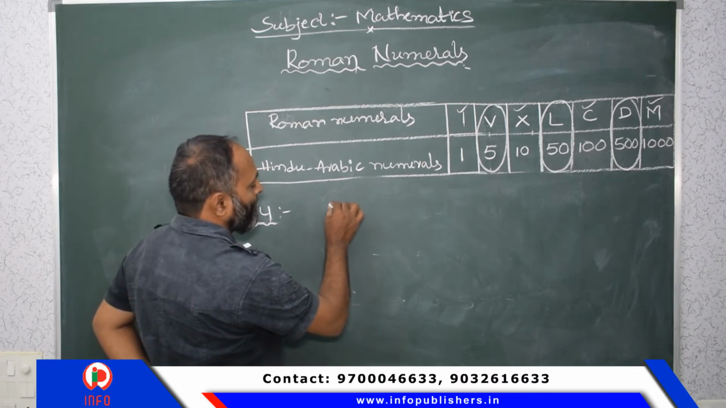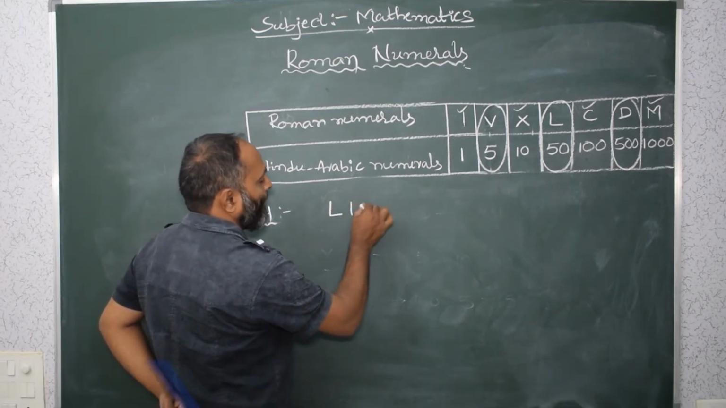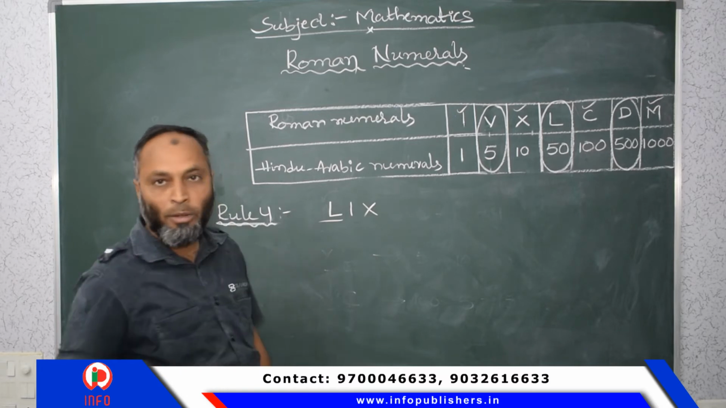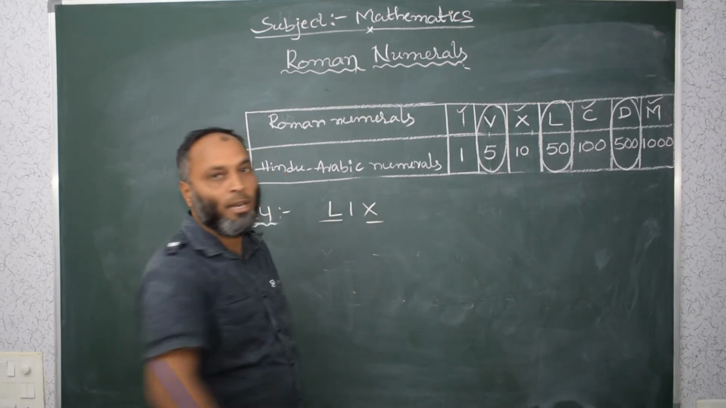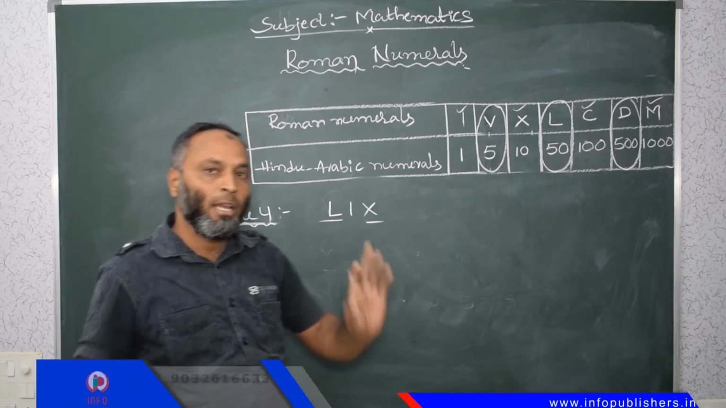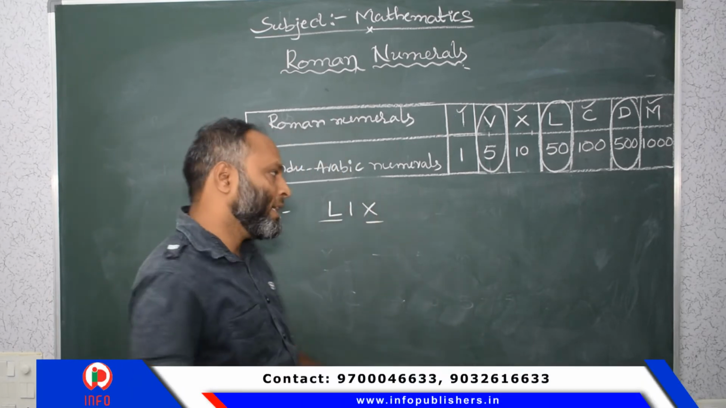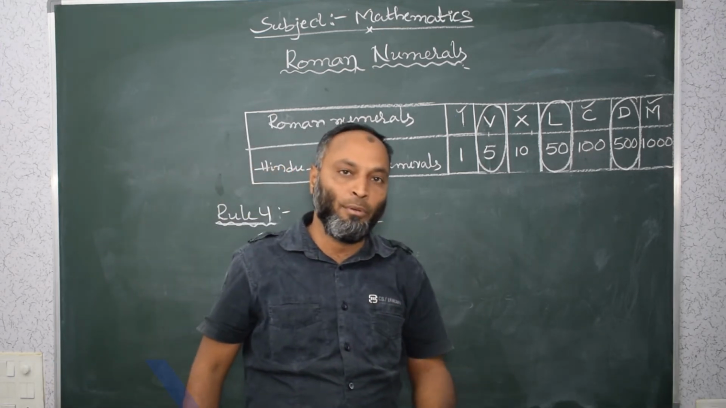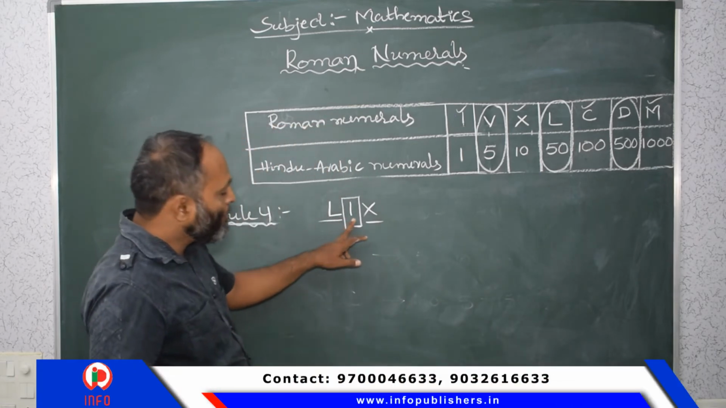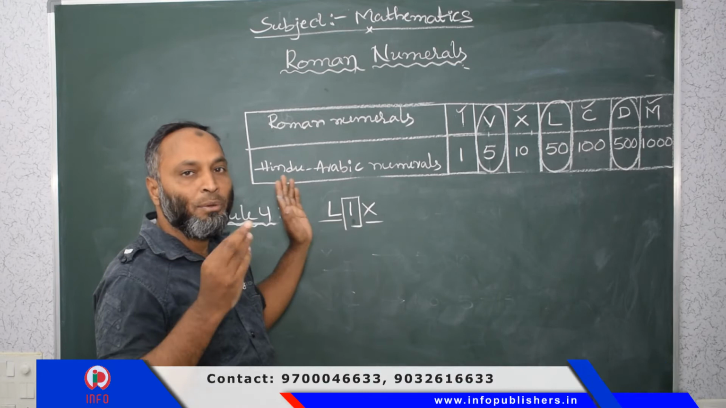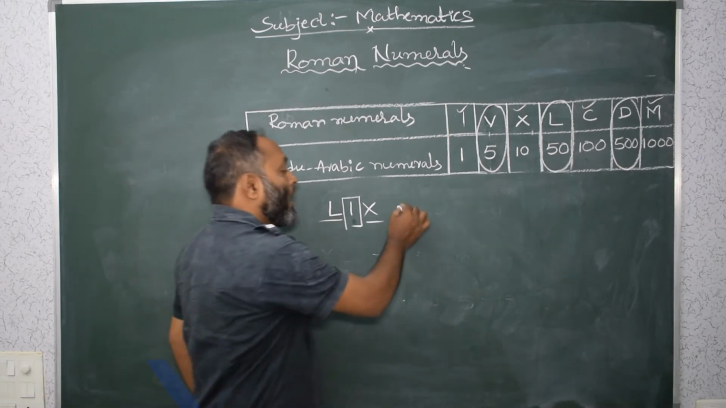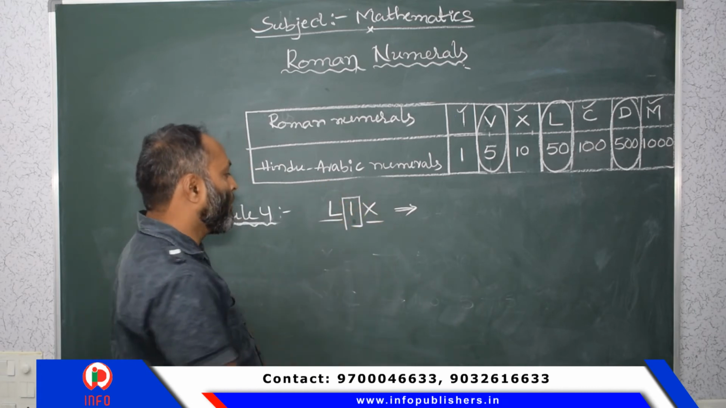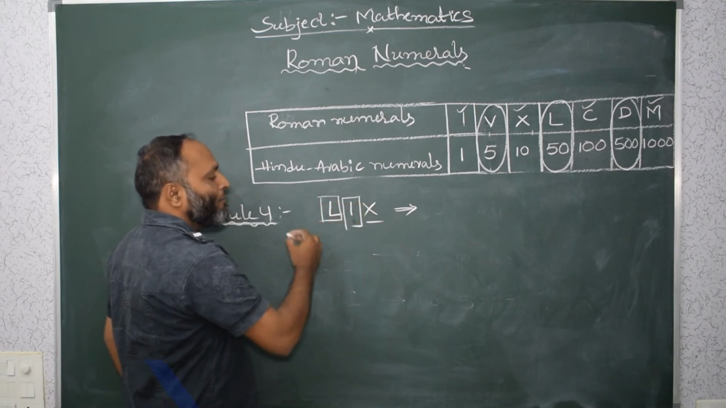Suppose I take LIX. Here this is a bigger Roman numeral and one more bigger Roman numeral is there. Two bigger Roman numerals are there. If two bigger Roman numerals are given and a smaller Roman numeral is between the two bigger Roman numerals, then what do we have to do? Here, a small Roman numeral is there between two bigger Roman numerals. So how do we write when these types of Roman numbers are given? First of all, the first bigger Roman numeral, we have to write as it is.